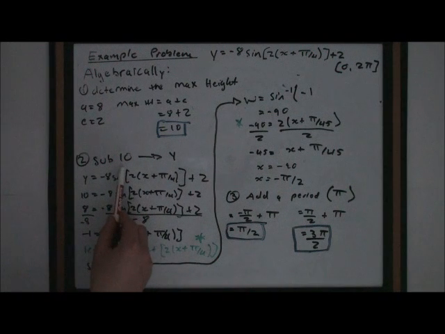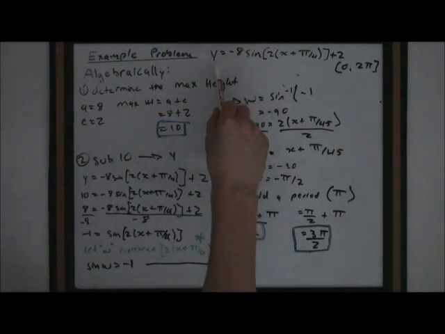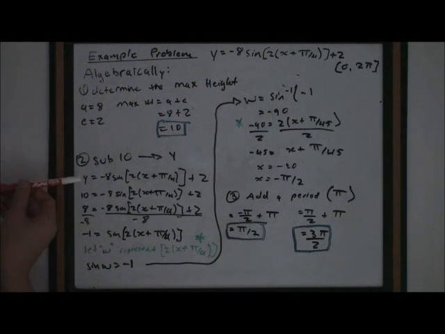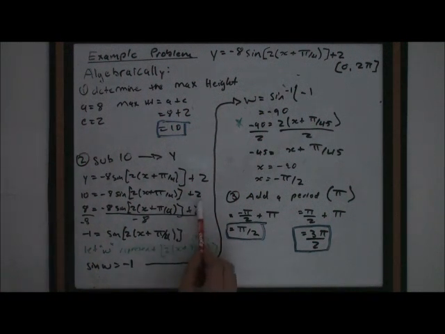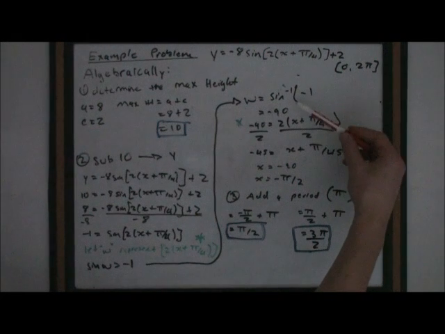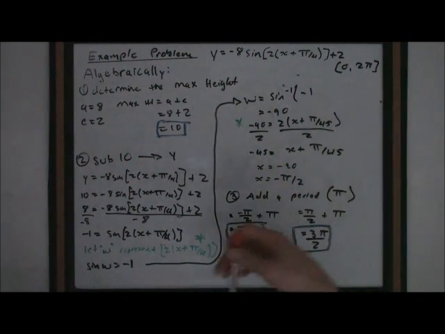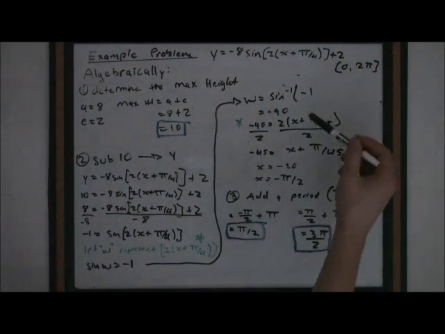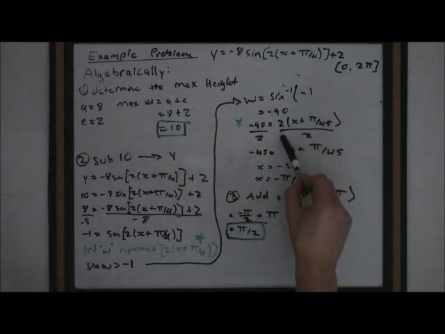Next, we're going to sub 10 in for y. So into our equation for y. So we sub 10 in, we bring 2 over, becomes 8. We divide by negative 8. We get negative 1, so negative 1 equals sine of 2x plus pi over 4. We're going to have a let statement, so let w represent 2x plus pi over 4. So sine of w equals negative 1. So we take the inverse, sine inverse of negative 1, and we get negative 90. So w equals negative 90.